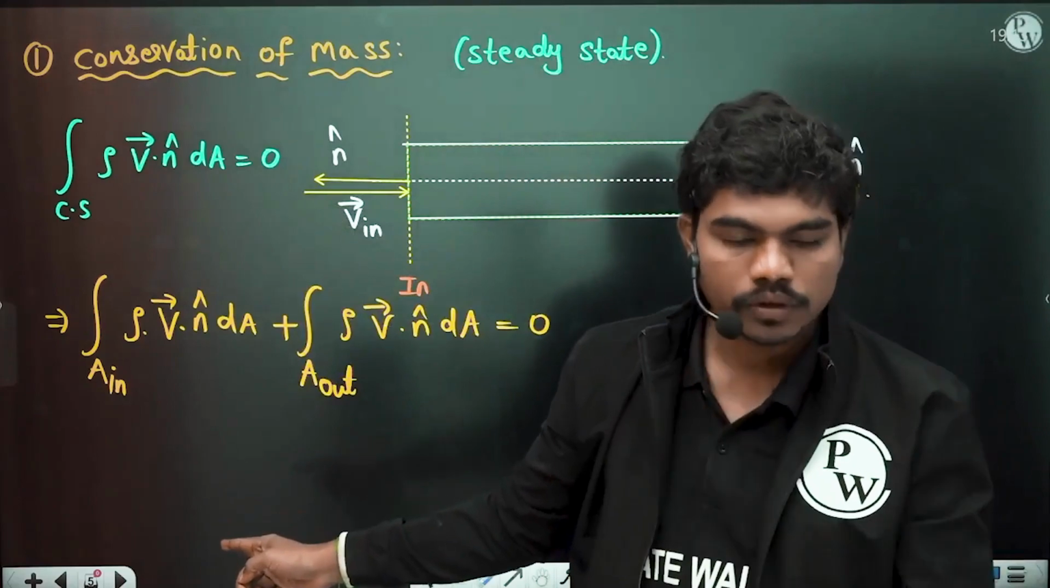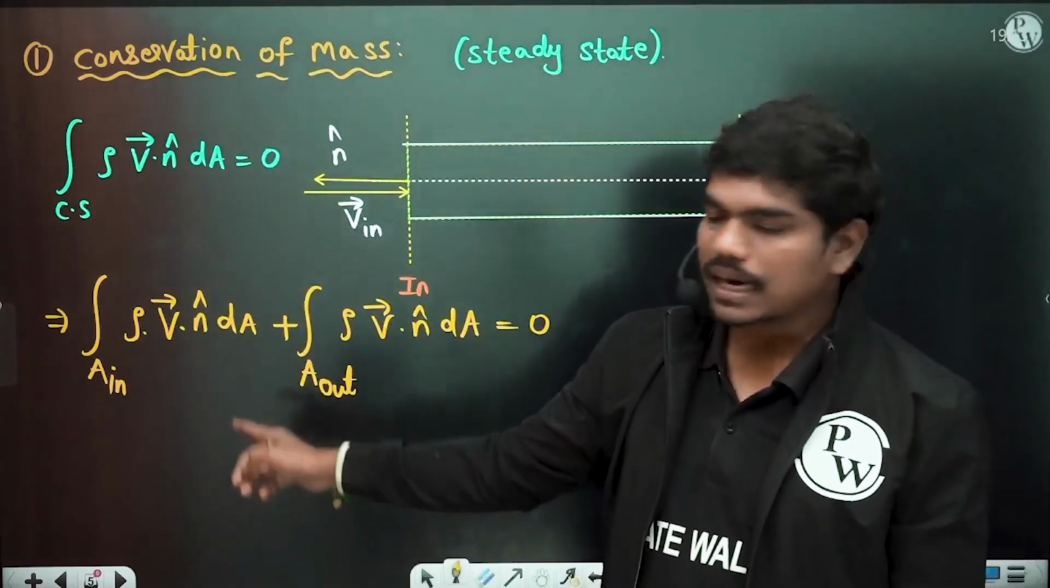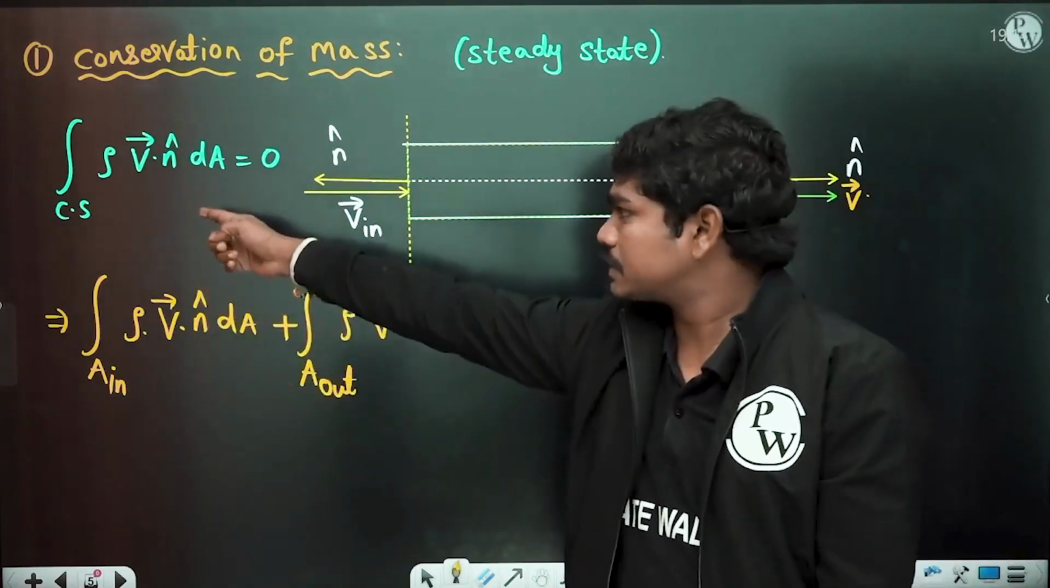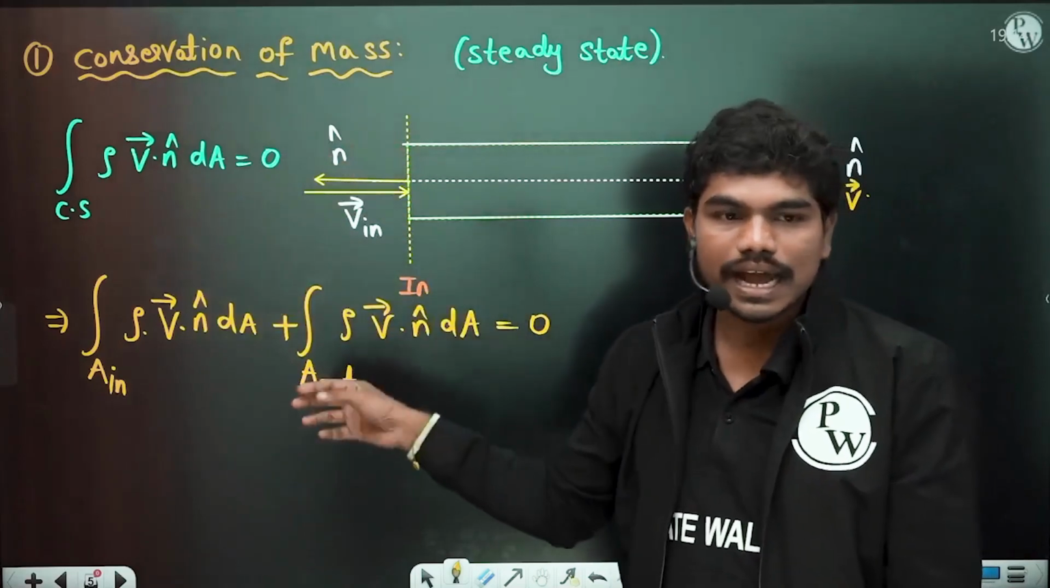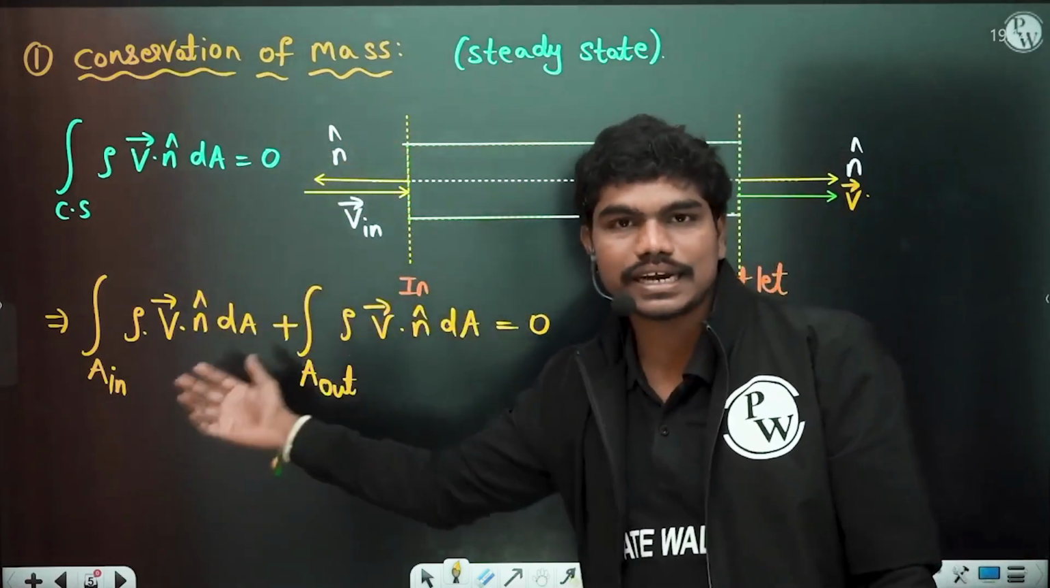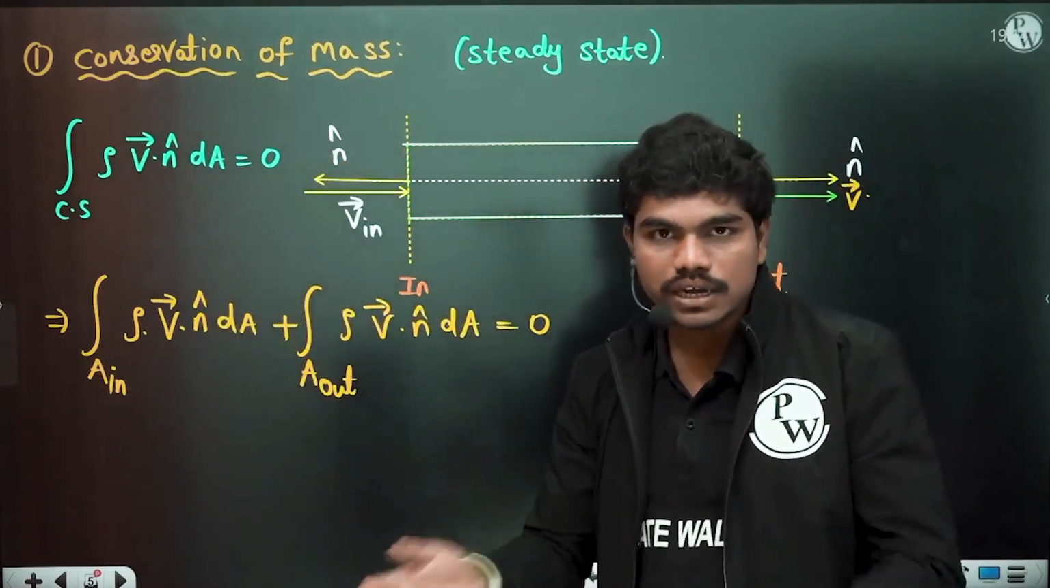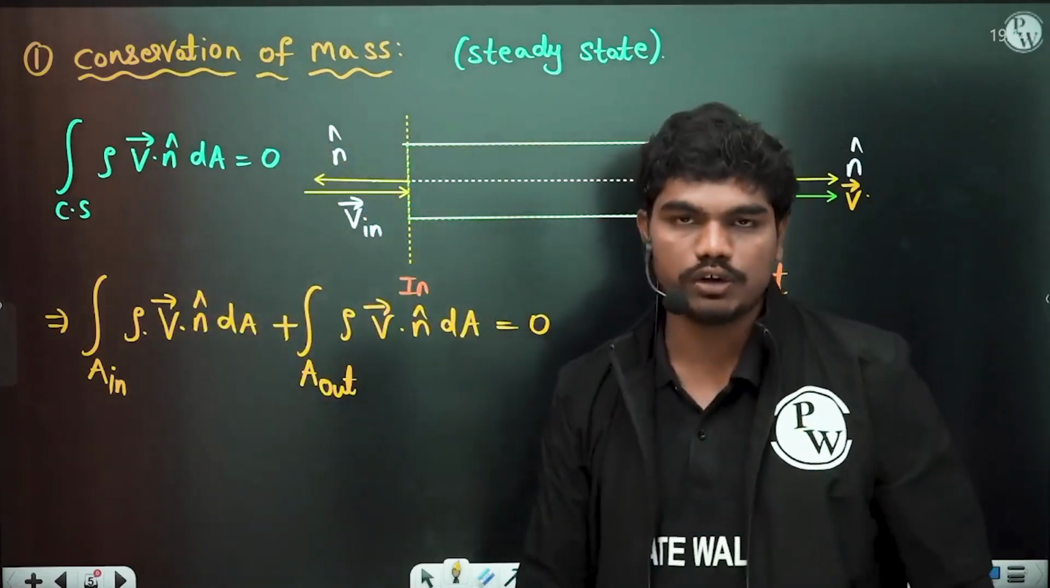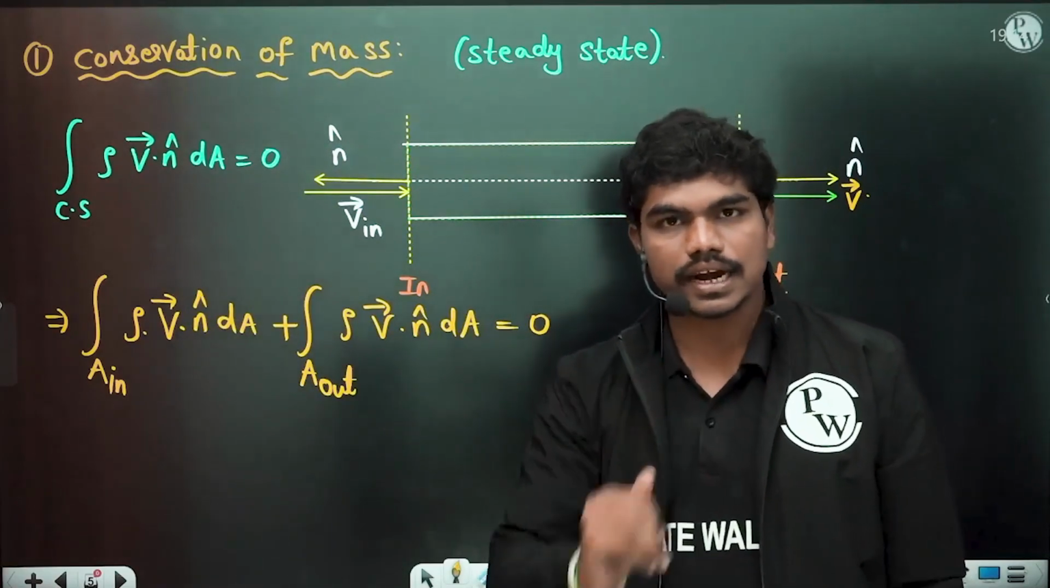Please type in the chat box, can I write this equation? Can I split the total control surface into two portions, where there is the inlet and also the outlet? These are the two locations where fluid is crossing the control volume. Actually, correct, it is cutting the control surface.